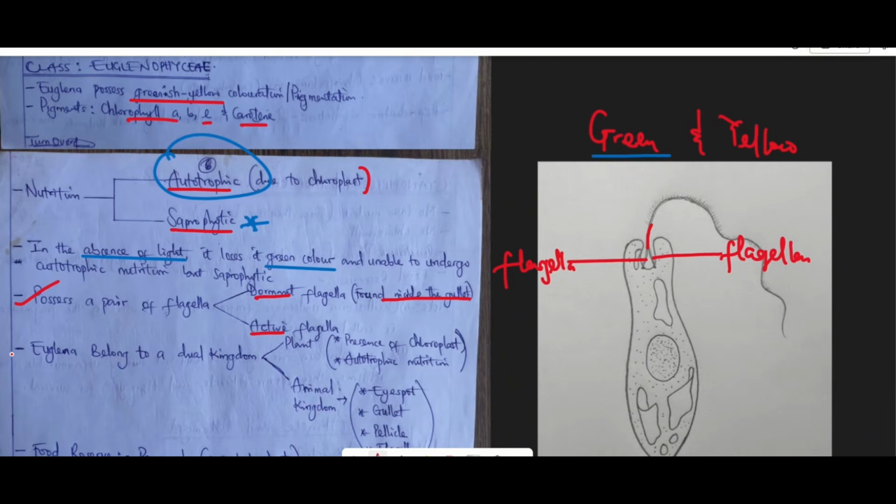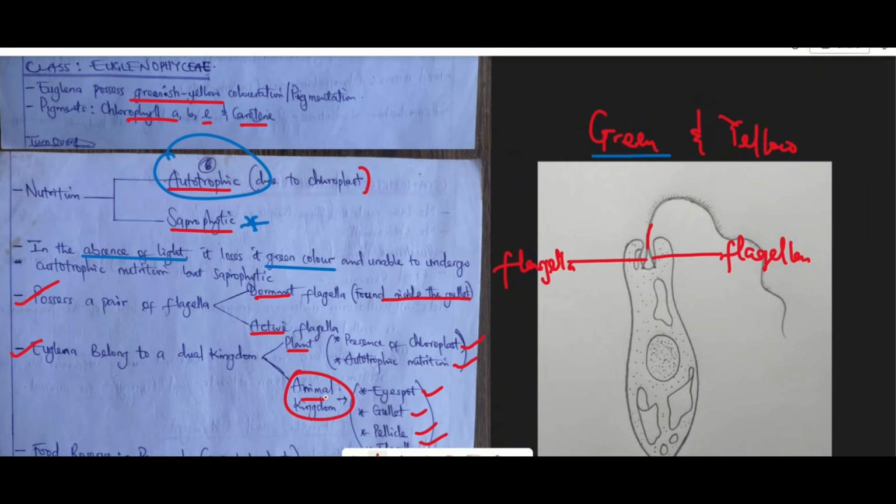Moving on, Euglena belongs to a dual kingdom. Why? Because it has some plant features and animal features. Euglena was considered a plant because it possessed chlorophyll and it undergoes autotrophic nutrition, whereas it possesses eye spots, gullet, pellicle, and flagella, which gives it the ability to move or to undergo locomotion. These properties make Euglena to be classified under the animal kingdom. Hence, we can say that Euglena falls under two kingdoms, which are the plant kingdom and the animal kingdom.